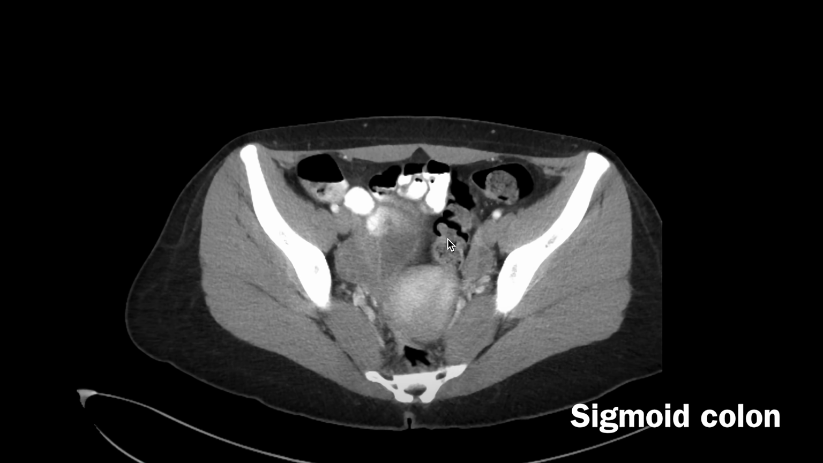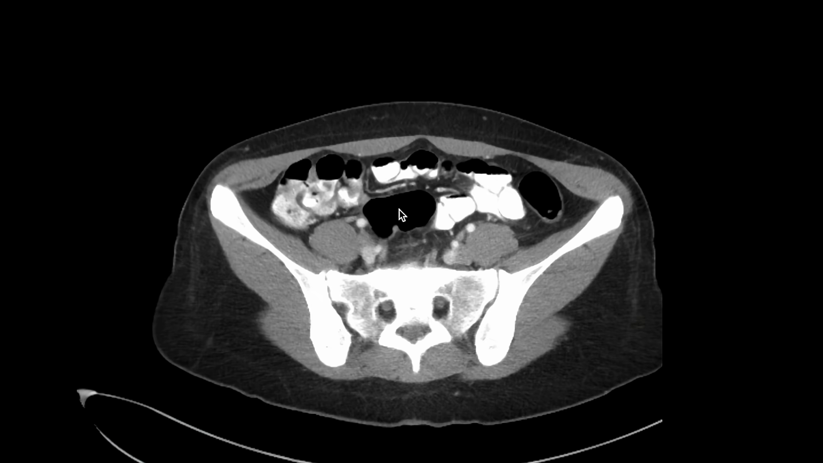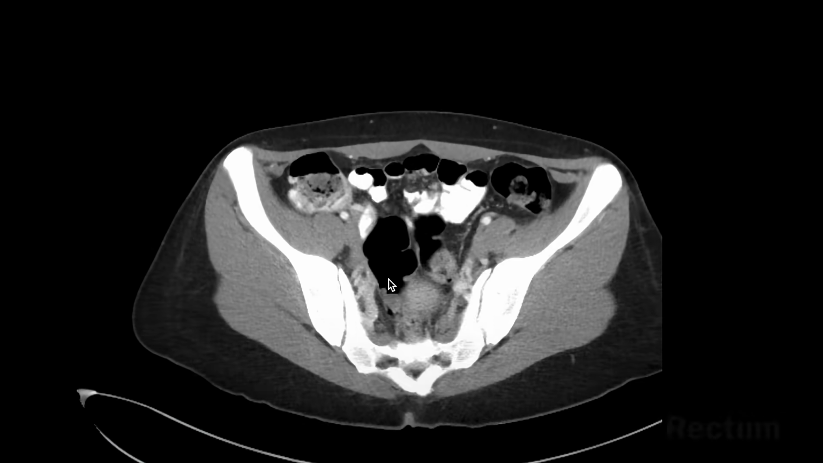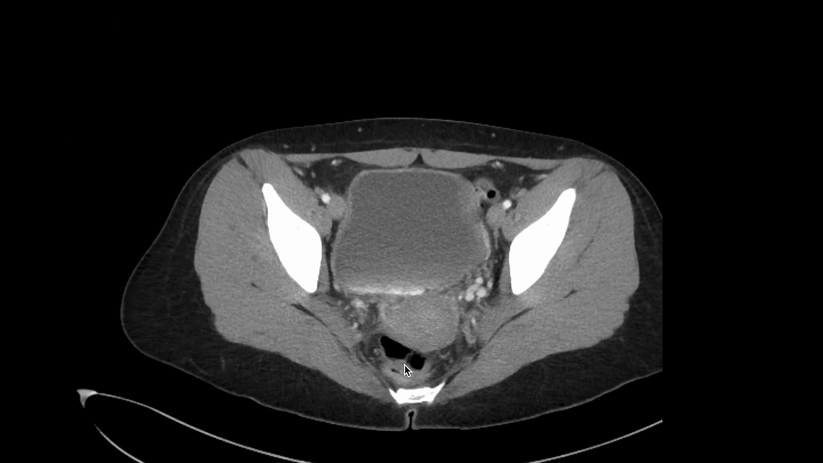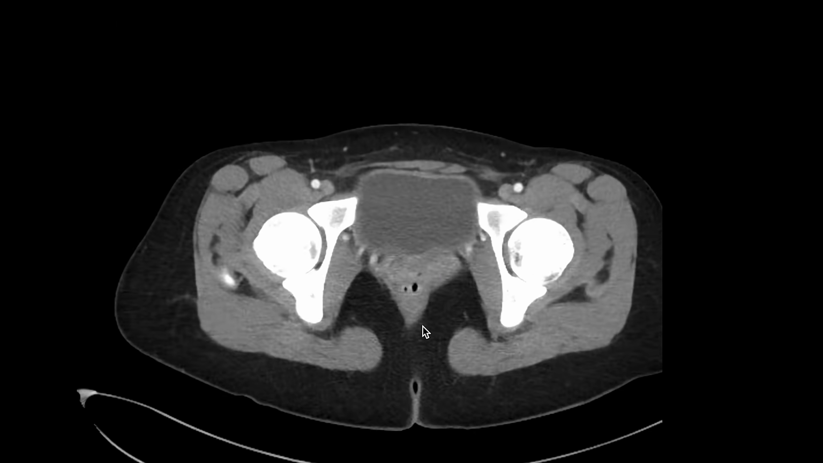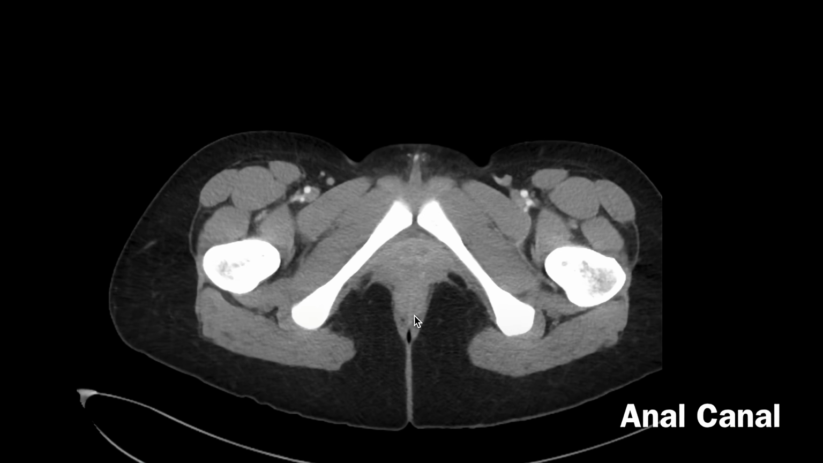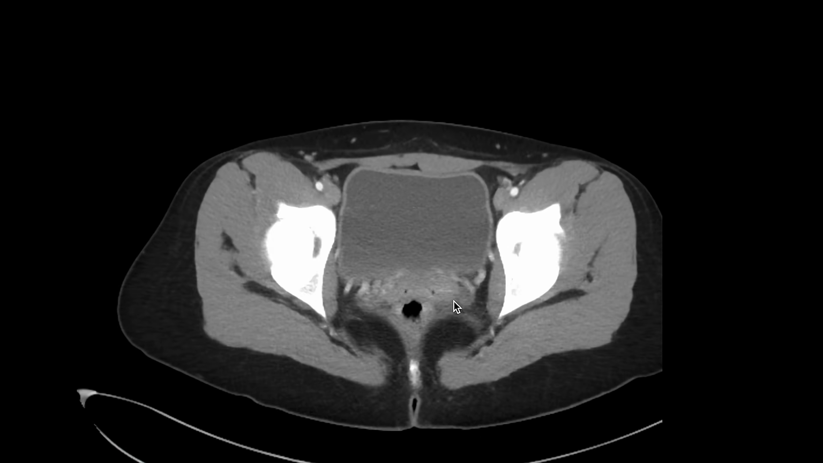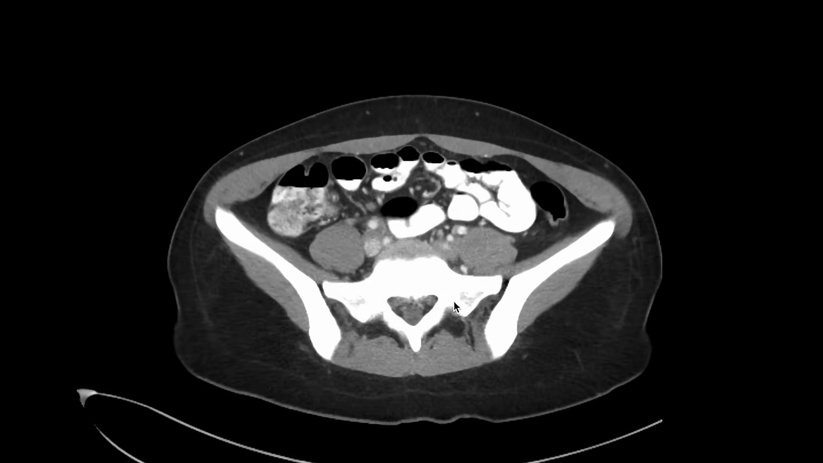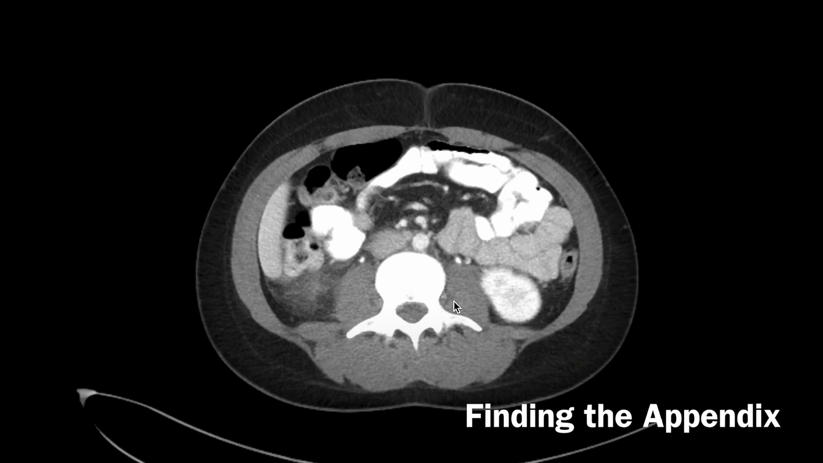The sigmoid colon here, which can be very redundant and long. Following it down here to the rectum. And the rectum, if I scroll down here, at this angle becomes the anus. And this is the anal canal here. Now that we've gone through the basic bowel anatomy, let's talk about how we find the appendix.